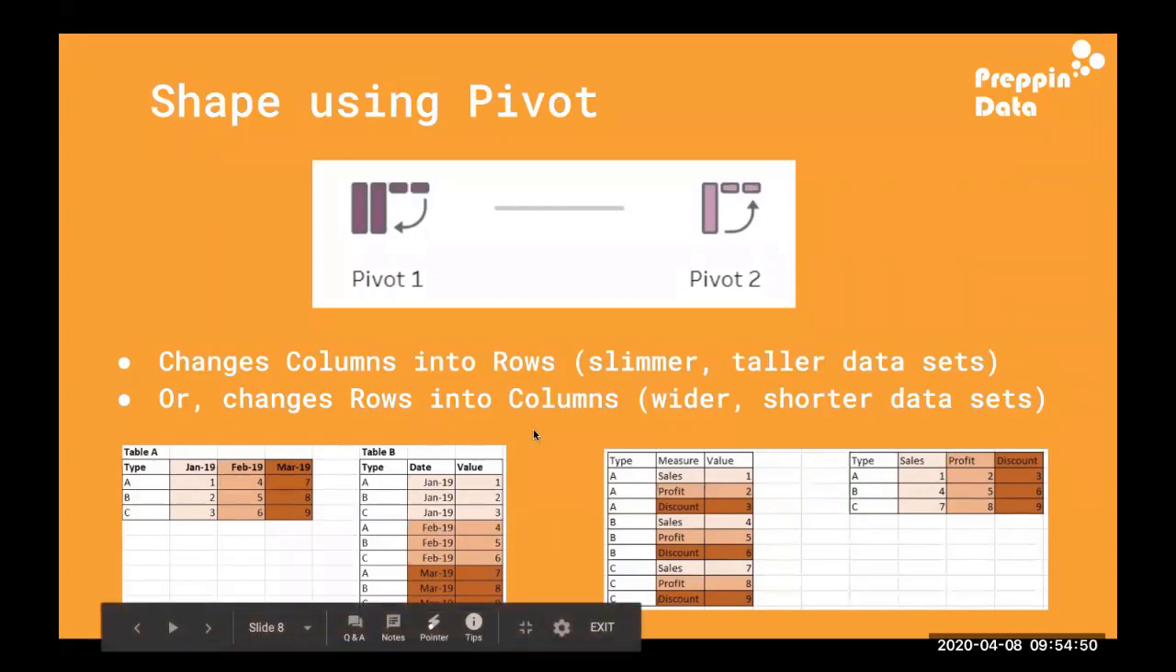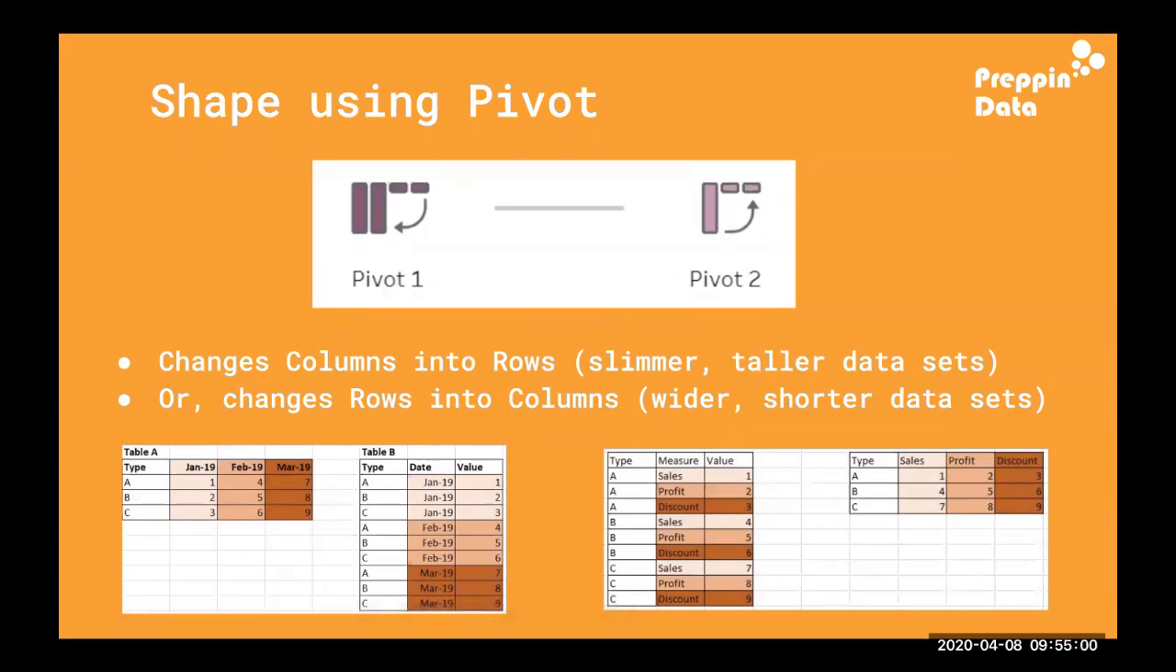But what about rows to columns? There are situations where, as you can see here, we've got multiple measures going down through our table, and I actually want an individual column for each of those measures, because I want to be able to flexibly analyze my sales, my profits, my discounts. How would that actually work when we pivot our data from rows to columns?